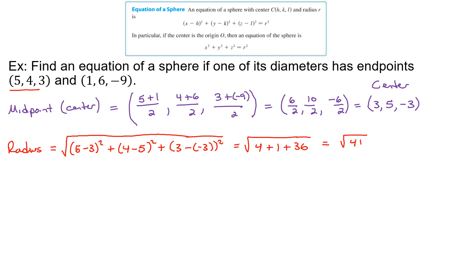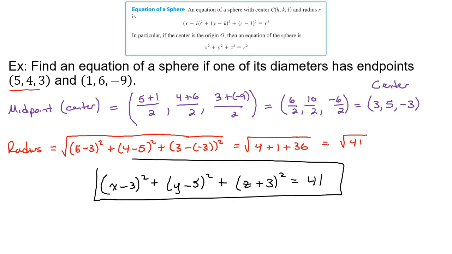And so there's my radius, there's my center, so I can write down the equation of my circle, or my sphere, would be x minus 3 from the center, y minus 5 from the center, and z plus 3 from the center. And you do the radius squared, which would just be 41 without the square root on it. And there's the equation of my sphere. So hopefully that's good too.